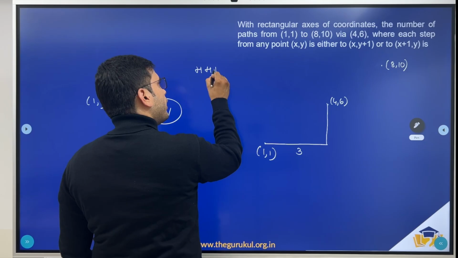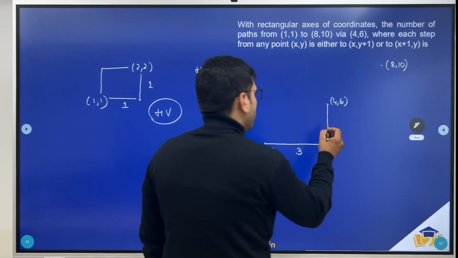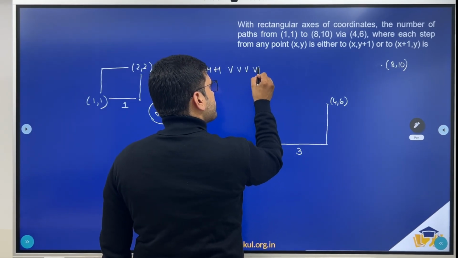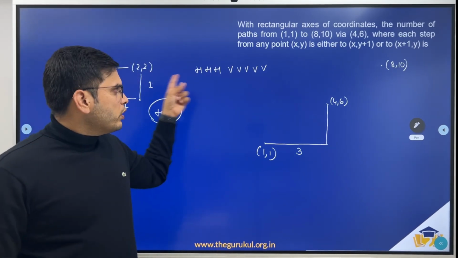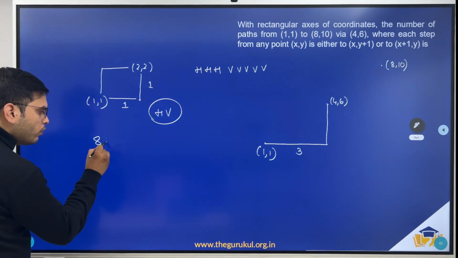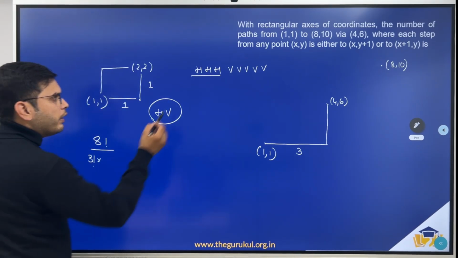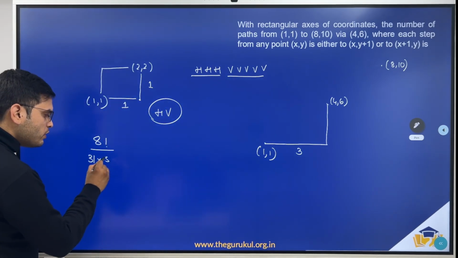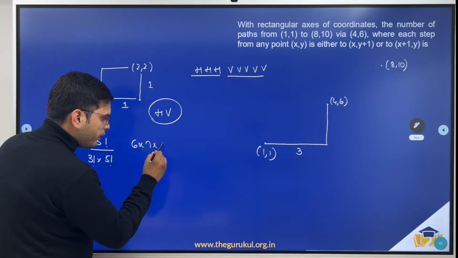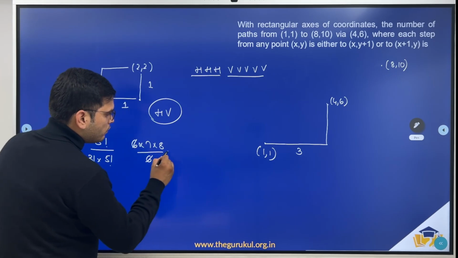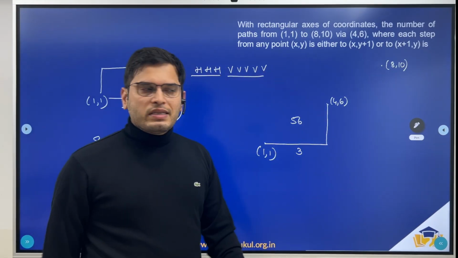So H, H and H. How many steps do you need to take in the vertical direction? 5, because this distance is 5. So you have to take 5 vertical steps in any order. In how many ways can you arrange 3 horizontal steps and 5 vertical steps? Total we have 8 factorial. Since these 3 are identical, you will have 3 factorial in the denominator, into 5 factorial for the 5 identical vertical steps. What is 8 factorial by 5 factorial? 6 into 7 into 8 by 3 factorial, 6. So this is 56. So there are 56 ways to reach 4, 6 from 1, 1.